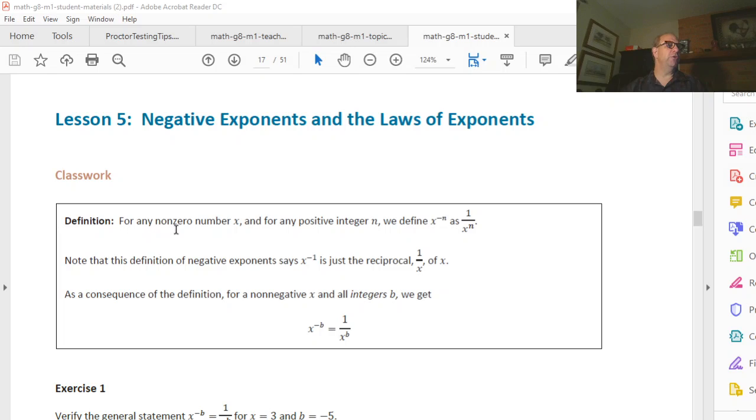So the definition: for any non-zero number x and any positive integer n, x to the negative n is 1 over x to the n. So that's it. That's the whole lesson.